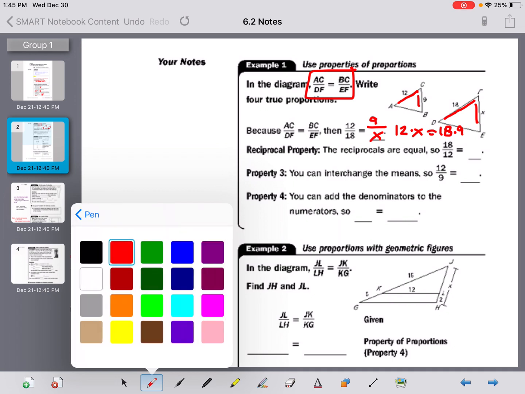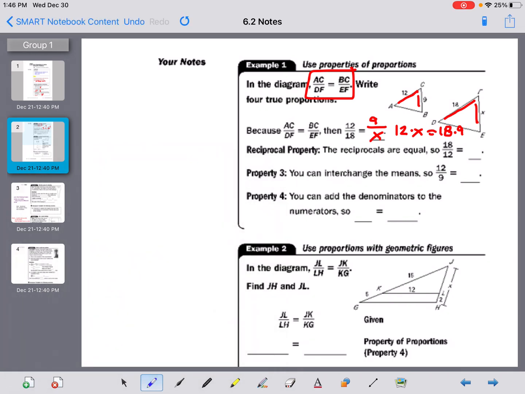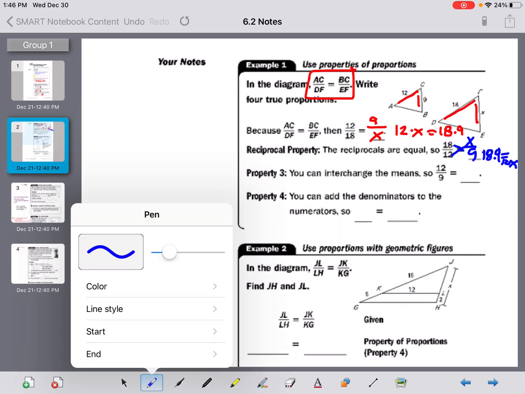Okay, the reciprocal property says I can flip both of my fractions, and I should still have the same thing. So if I flip 12 over 18, it becomes 18 over 12. If I flip 9 over X, it becomes X over 9. Let's do a multiplication here. I multiply my extremes, I get 18 times 9 equals, I multiply my means, I get 12 times x. Well, is 18 times 9 equals 12 times x the same as 12 times x equals 18 times 9? Definitely. So it's still the same thing, just written differently.